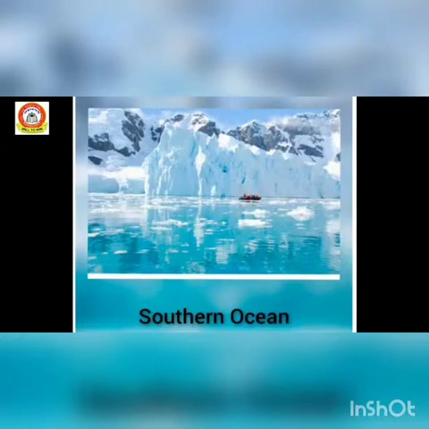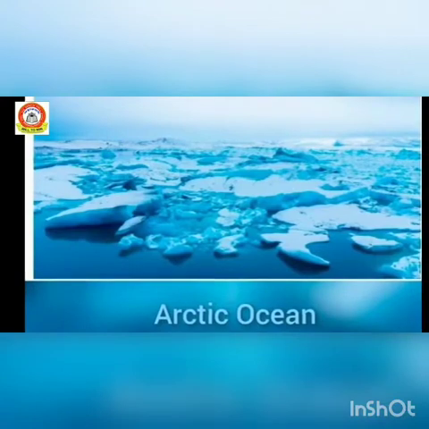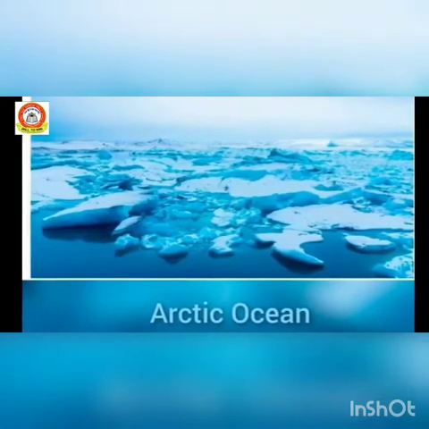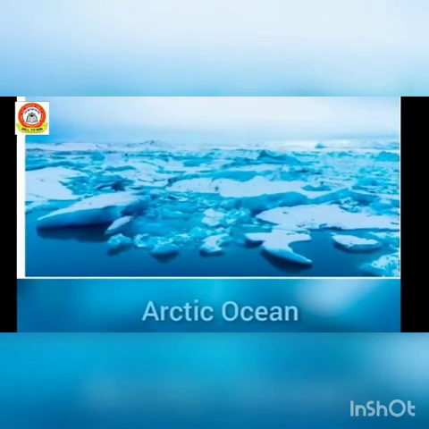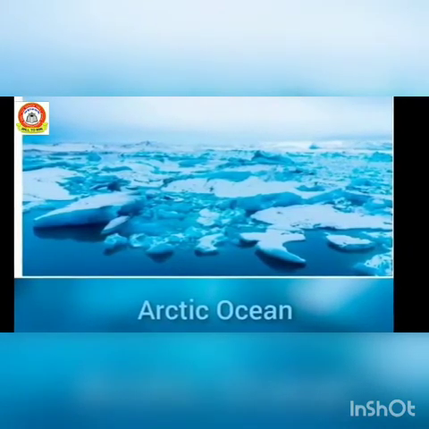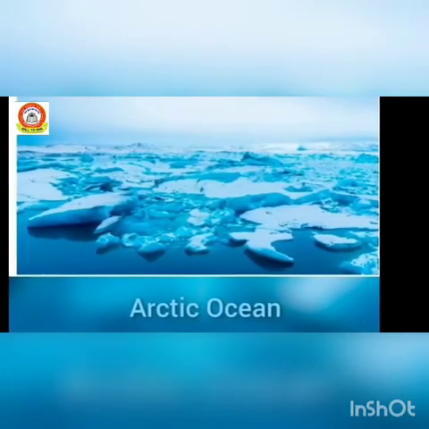Now, at last, let's talk about Arctic Ocean. The Arctic Ocean is the smallest ocean in the world. It's located around the Arctic Circle. It is frozen during the winter season. During summer, the ice melts to form large icebergs and islands.